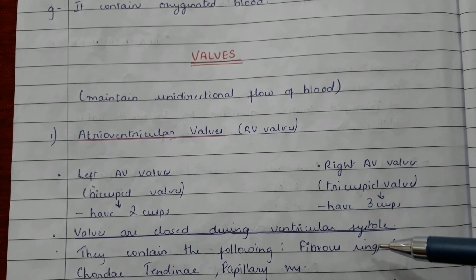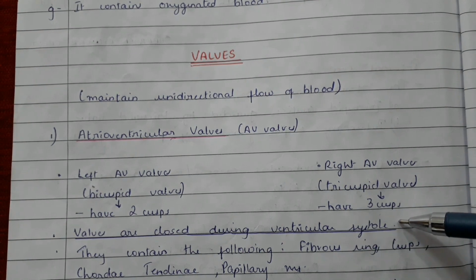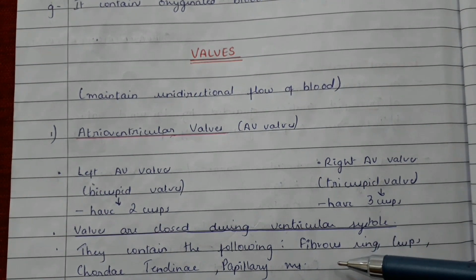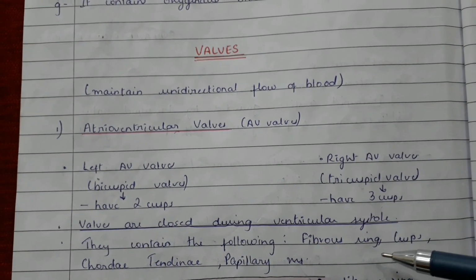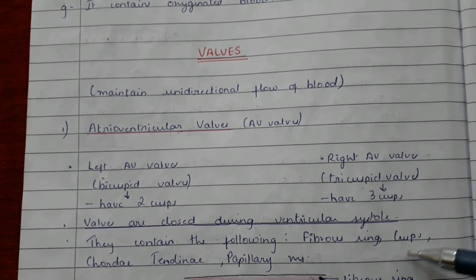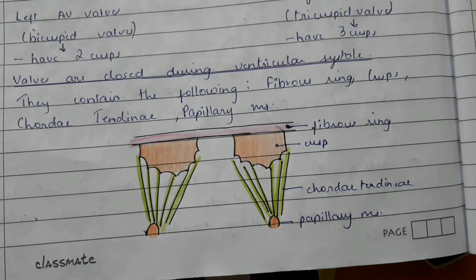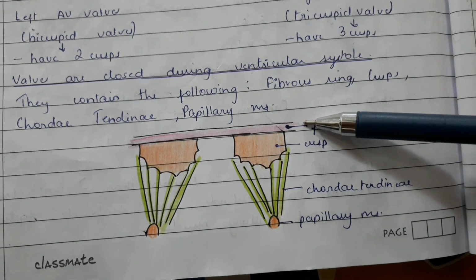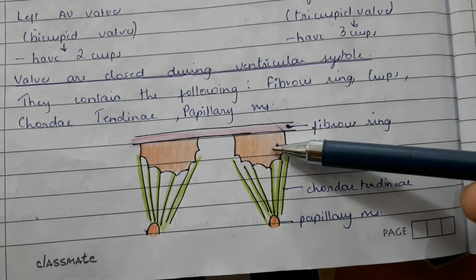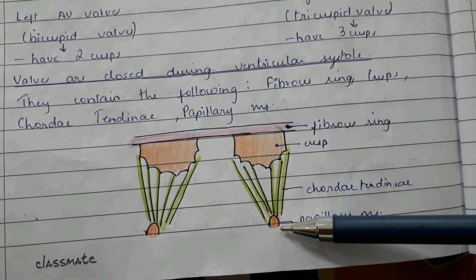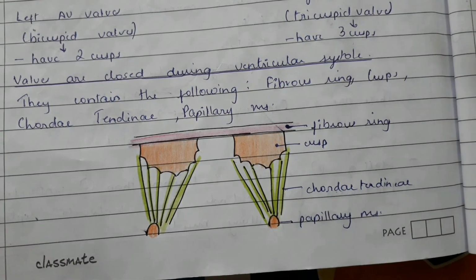The valves are closed during ventricular systole. They contain the following: a fibrous ring, cusps, chordae tendineae, and papillary muscles. This is the diagram for valves. So the fibrous ring, cusp, chordae tendineae, and papillary muscles.